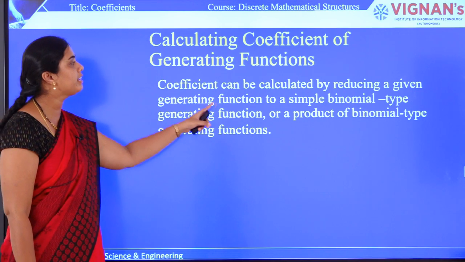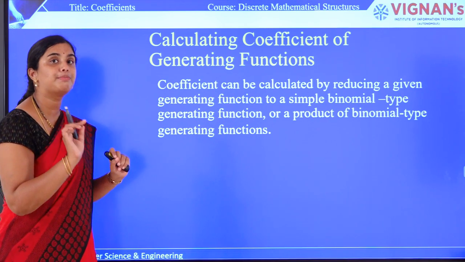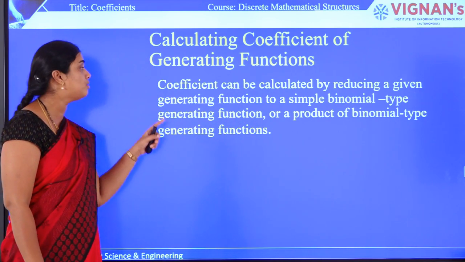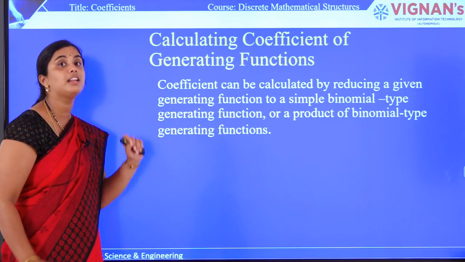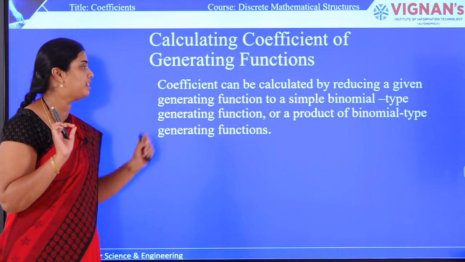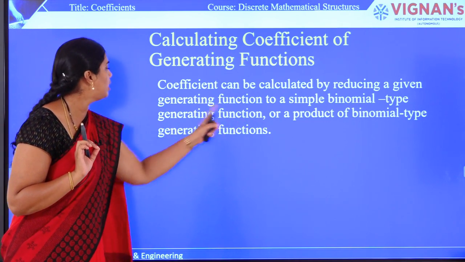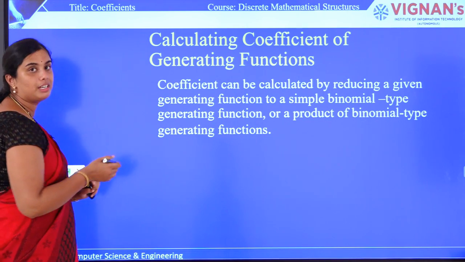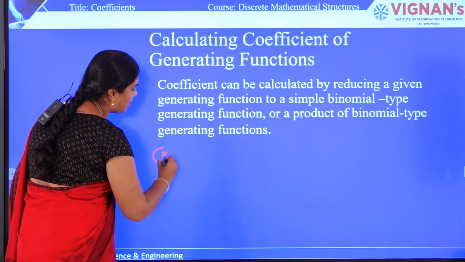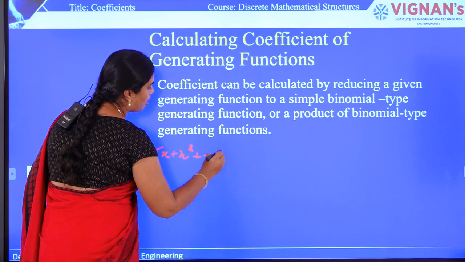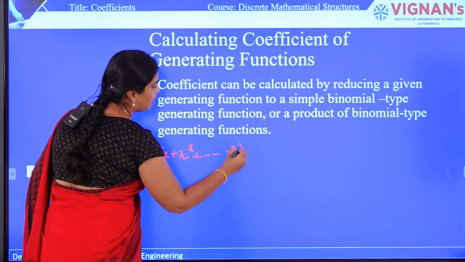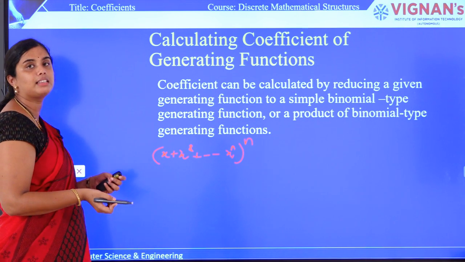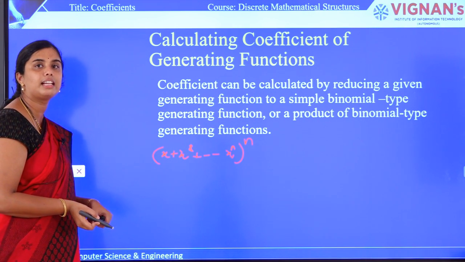So the coefficient can be calculated. These are the steps of calculating the coefficient. The coefficient can be calculated by reducing a given generating function to a simple binomial type generating function or a product of binomial type generating functions. That means, what is this binomial type generating function? Suppose here I am given x plus x square plus so on up to x power something, to the power of n. Here there are so many variables for us. It is very difficult to calculate from this expression.